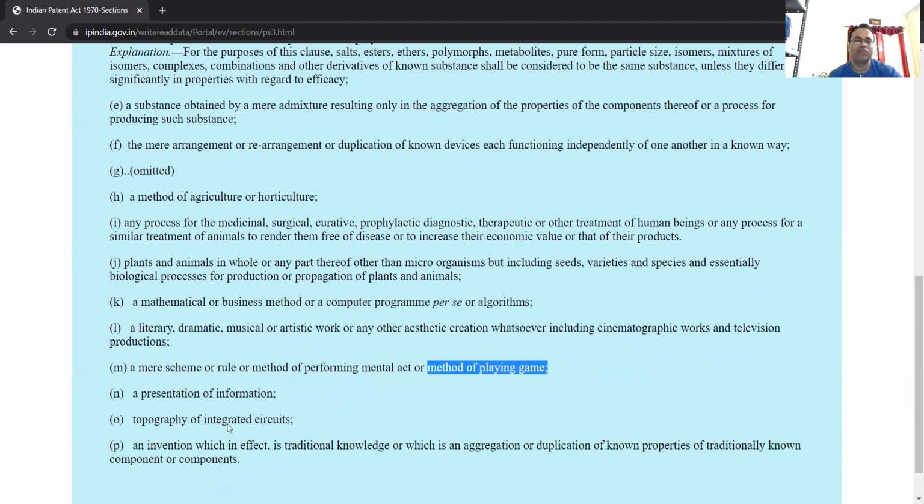And presentation of information is not patentable. So if your invention is just the way of displaying information, maybe an Excel sheet or maybe a PowerPoint presentation, any way, so that is also not patentable. It may come under copyright, but it is not patentable. Topography of integrated circuits. Topography means integrated circuits, how they are designed. So those topography are not patentable. And finally, section P, an invention which in effect is traditional knowledge. They are not patentable. Okay.